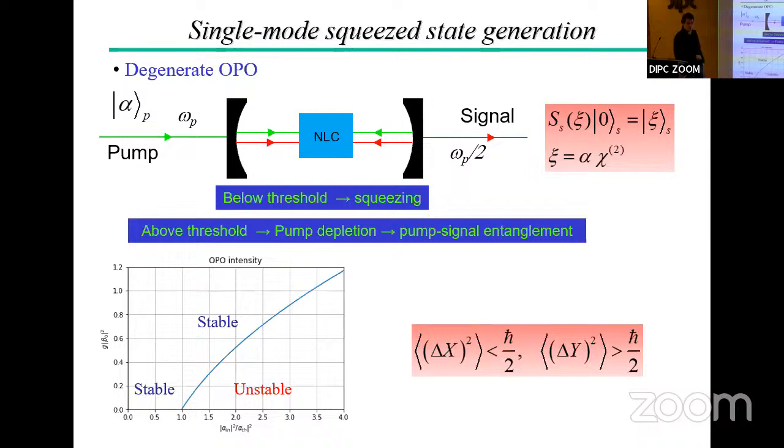There is something like a phase transition that occurs here. For example, below threshold, the phase of the down-converted beam is random and its linewidth is very wide. As you cross the threshold, the linewidth becomes narrow. It's exactly like the Schawlow-Townes effect for the laser, but it also occurs in the OPO. So it becomes a coherent beam with a well-defined phase. So there is a phase transition at the threshold.